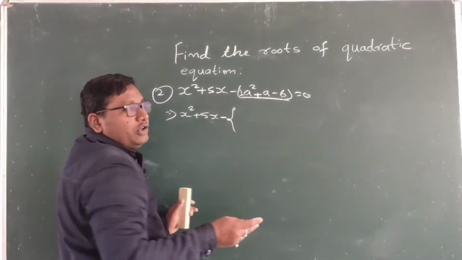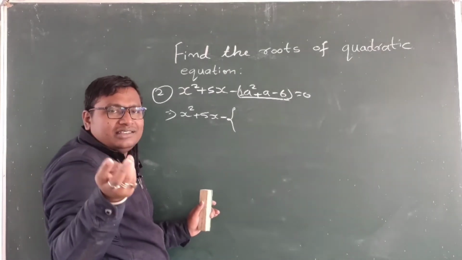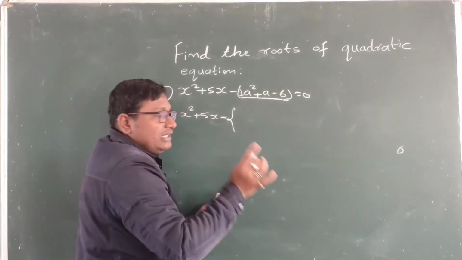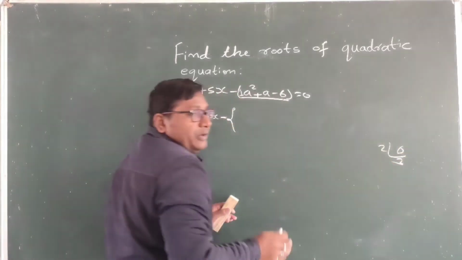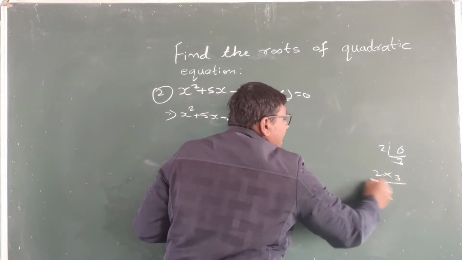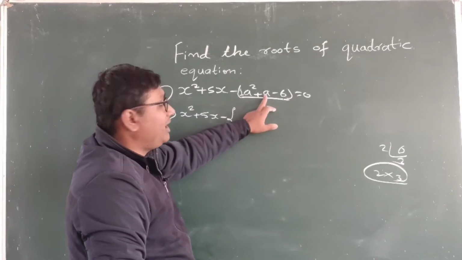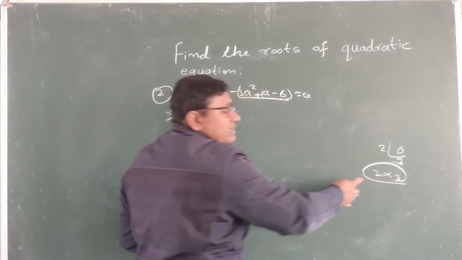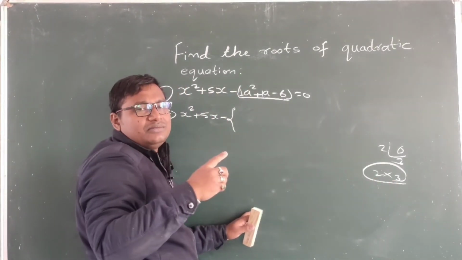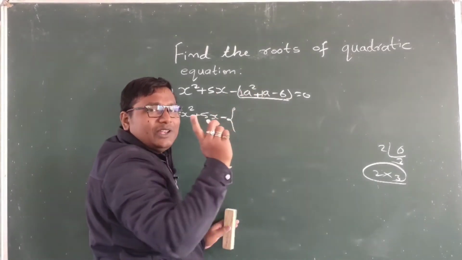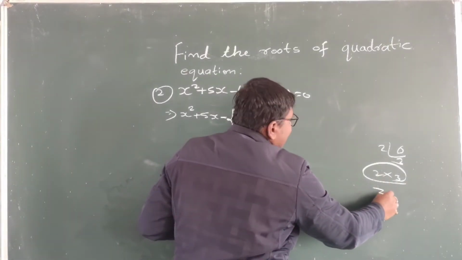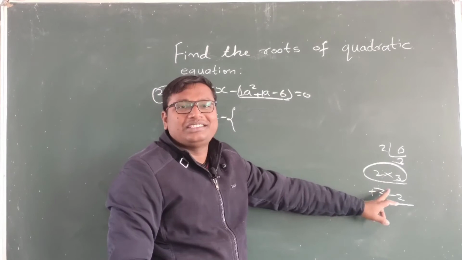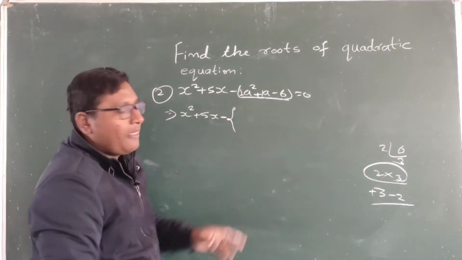So 6 should be split into two terms, so that either we add or subtract, and we get plus 1. The prime factorization of 6 will be 2 into 3. We need to either add or subtract these two terms so that we get plus 1 here, because the coefficient is 1 only. That is the value of b. So here we can write plus 3 minus 2. Whenever we write plus 3 minus 2, we can easily get plus 1.